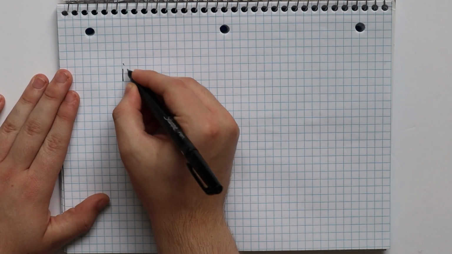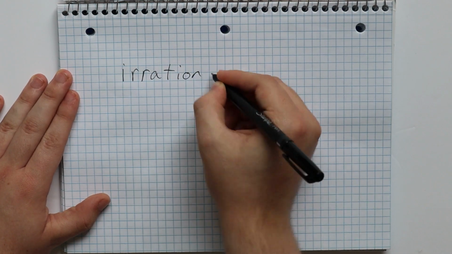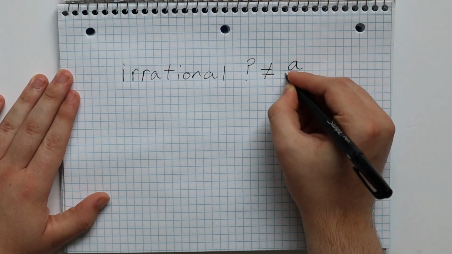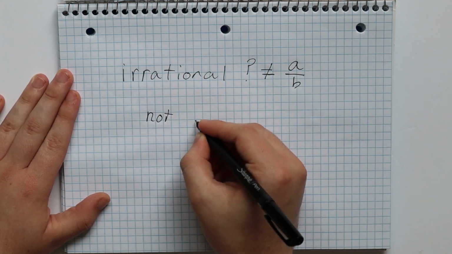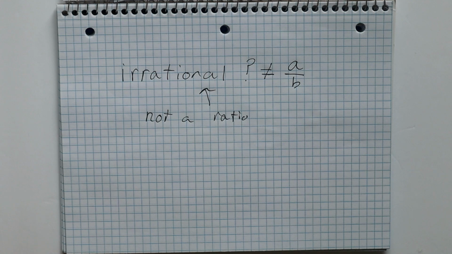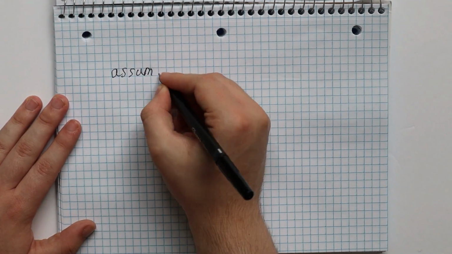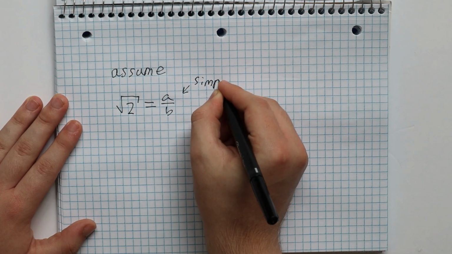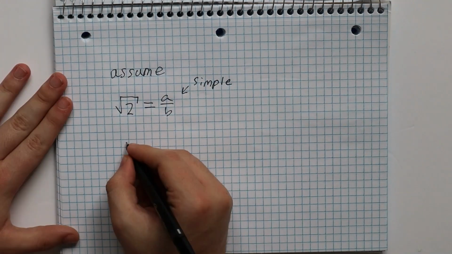But wait, what does it mean for a number to be irrational? Well, it means that the number in question cannot be described as a ratio a divided by b. And that is why it's called irrational, not a ratio. Anyway, with that out of the way, let's start with the algebraic proof. Let's assume that root 2 can be described as a ratio in the simplest form, a divided by b.